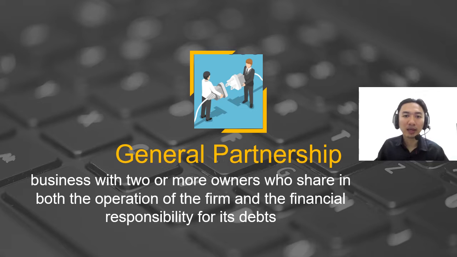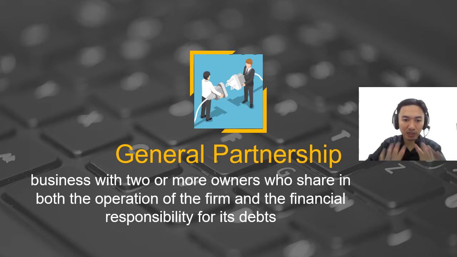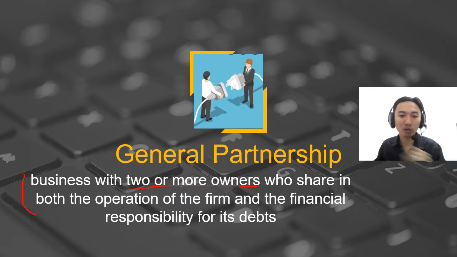Next one, we look at the types of partnership. We can have two types of partnership: general partnership and limited partnership. The first one we discuss is general partnership. This is the most common type of partnership. In a general partnership, the business has 2 or more owners. In Malaysia, 2 to 20 owners.